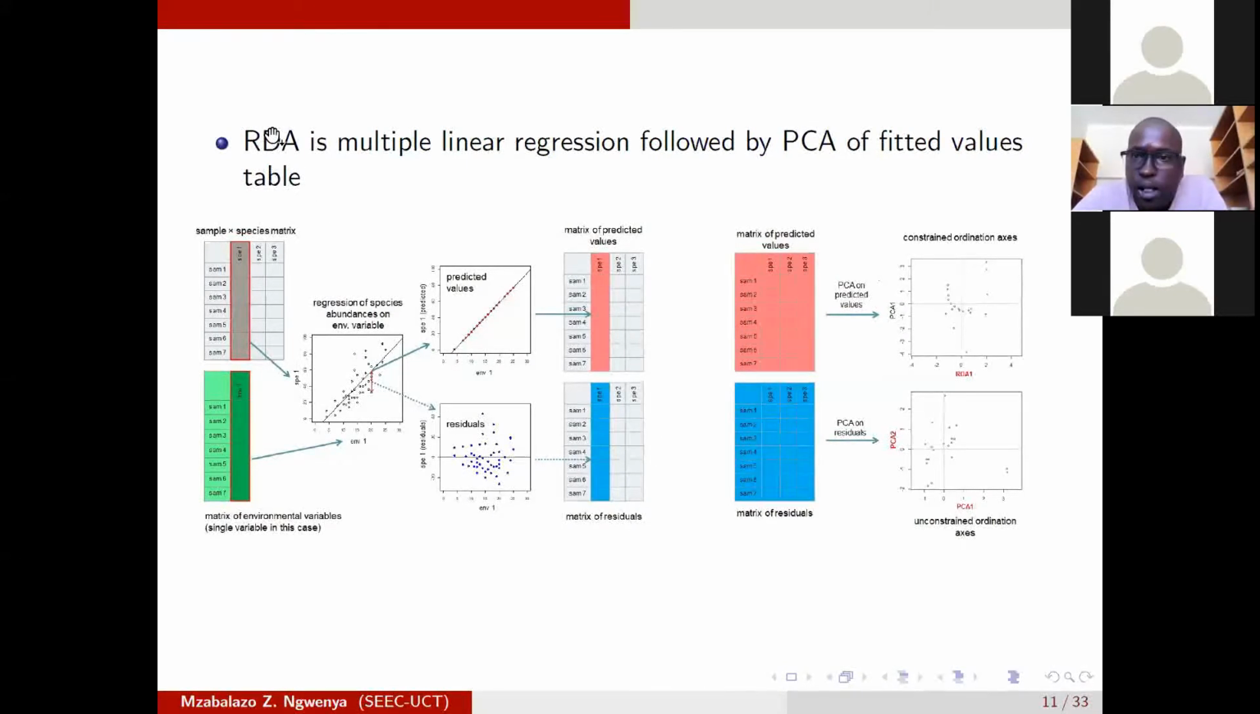Then the RDA algorithm takes that matrix of predicted values and performs a PCA on it to give us our constrained ordination axes. And it also performs a PCA on the residuals to give us our unconstrained ordination axes. So it's fairly straightforward. You can see what is happening.